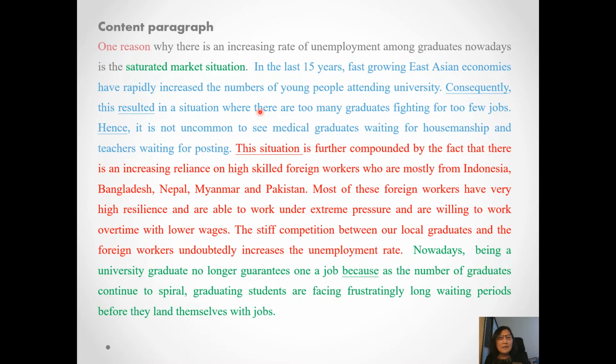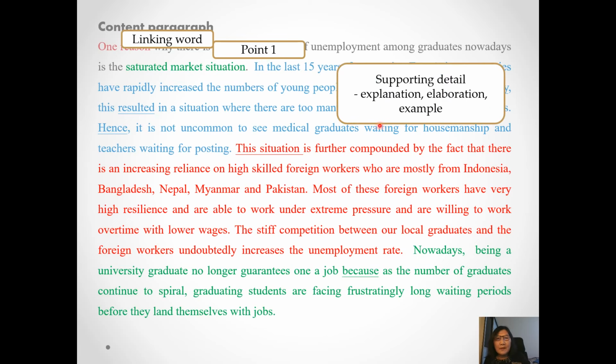Next is a content paragraph. If you remember, there are four aspects of the content paragraph. We have the linking word. We have the main point here. This is the main point 1 taken from the thesis statement. After the main point, we have the supporting details. I have the supporting detail 1 where I provide explanation, elaboration, and example.